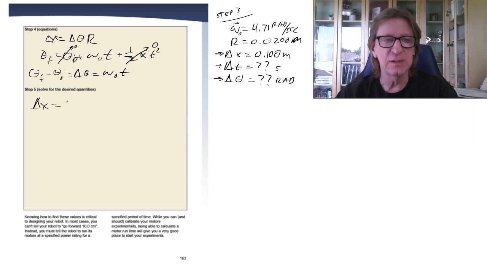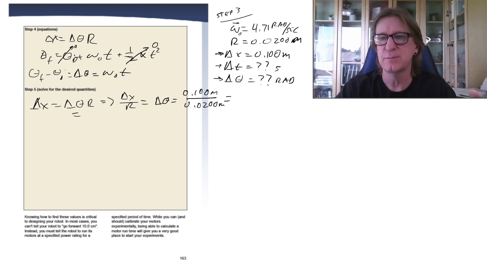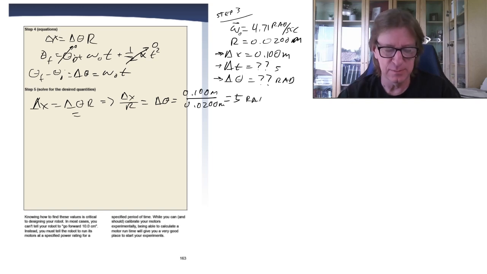This is delta theta times r. I want delta theta in this time, so delta x over r equals delta theta. And so that equals 0.100 meters divided by 0.0200 meters. Pick up your calculator. And so we get 0.1 divided by 0.02, and that is simply equal to 5 radians. Remember our units, we want everything to be in radians for this.